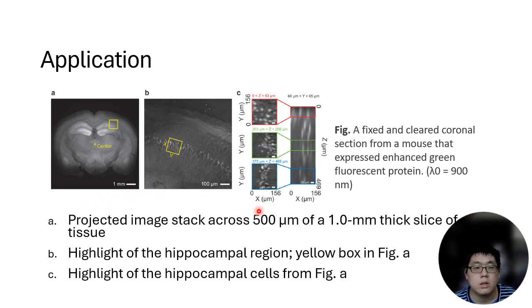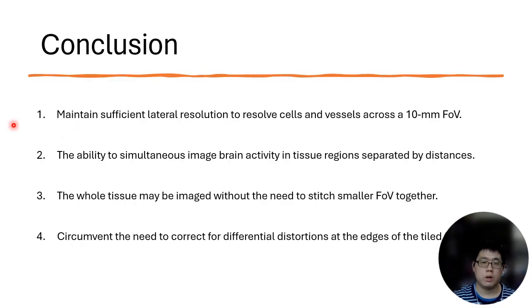And in figure C here, the Z projections are across 60 micrometers of tissue at different depths into the tissue section, and the Y projections are across 50 micrometers of tissue. And this highlights the hippocampal regions, the yellow box in figure A, and the highlighted hippocampal cells from figure A. And here is my conclusion.